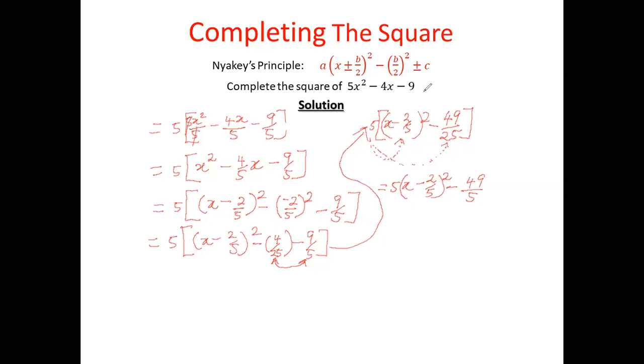So as a result, if we want to factorize this expression by completing the square, we will arrive at this solution. Guys, take note that completing the square has many methods, but what we are using here is what we call the NYAKEY'S principle. And I urge all of you to follow it, learn it, because it is shorter and quicker to arrive at your final solution.